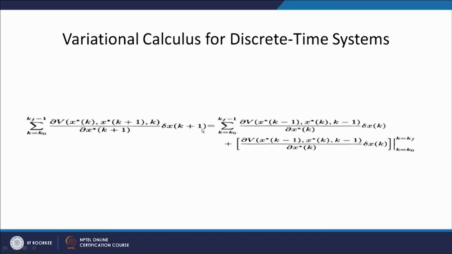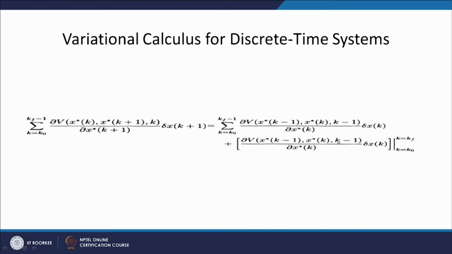To get my second term of the first variation as sigma of del v, x star of k minus 1, x star of k minus 1 by delta x of k, plus this is my condition. This term is out of the summation, but evaluated at the value k equal to k0 and k equal to kf.